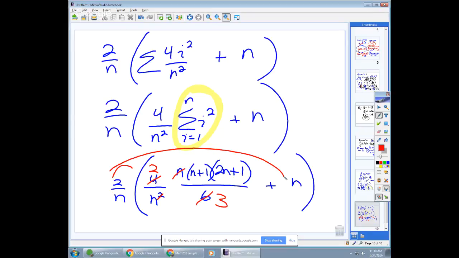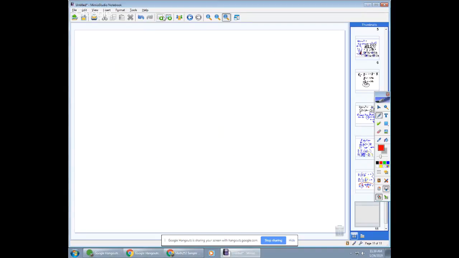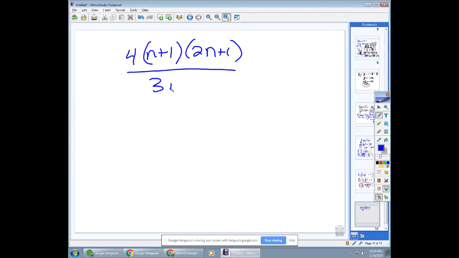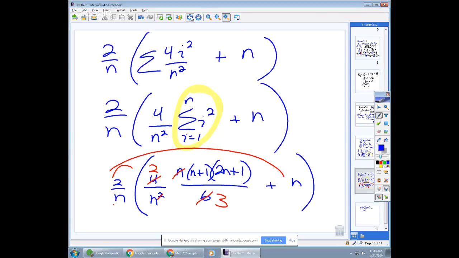Okay, so what do we get? There's going to be an n squared at the bottom and a 3. A new page. There's going to be a 4 on the top. There's going to be an n plus 1 in the top, and there's going to be a 2n plus 1, if I am not mistaken. And there's going to be a 3n squared in the bottom. Then I'm going to have 2 over n times n, just 2.